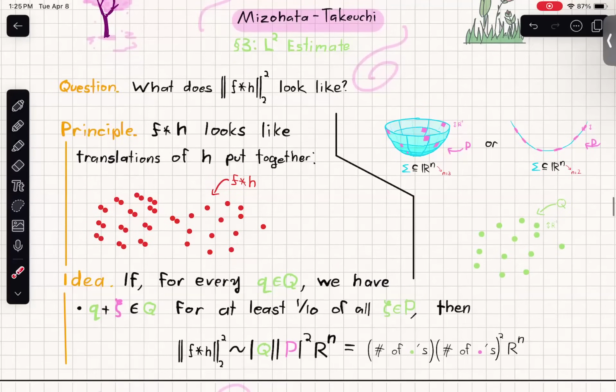Okay. So first, remember what H looks like, and this is what F looks like. So what happens when we take one set and we want to convolve a function that's one on some set with the characteristic function on another set? It's the same as pretty much just adding those two sets together.